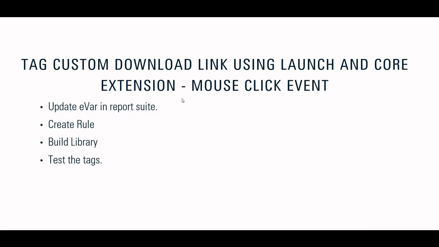Hey guys, in this video we will see how we can do some configurations in Launch so that we can track a download link. I have recorded an earlier video for the same scenario, but this time we are going to use the mouse click event that we have in the Core extension. So in the report suite through the admin console, we are going to add an eVar. We are going to create a rule in Launch, we'll build the library, and finally we'll test the tags.